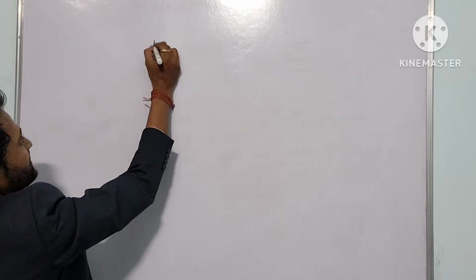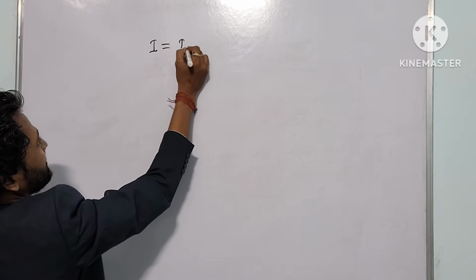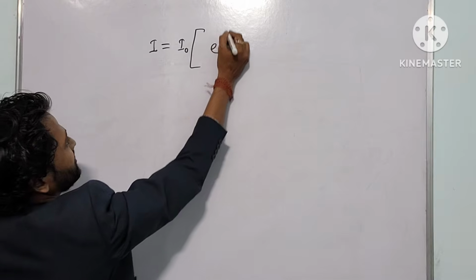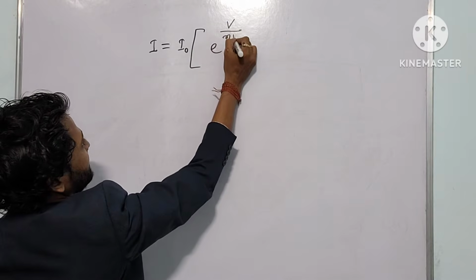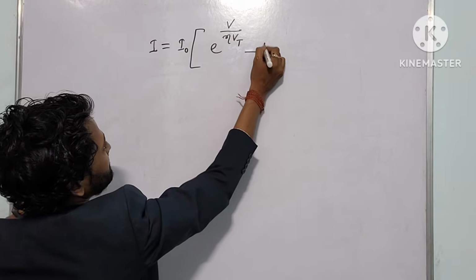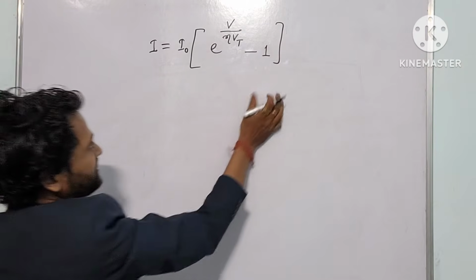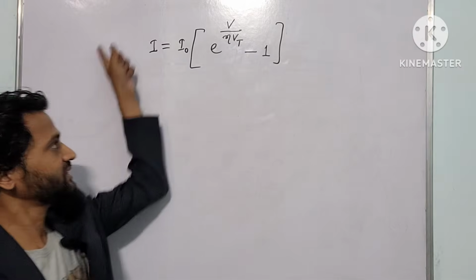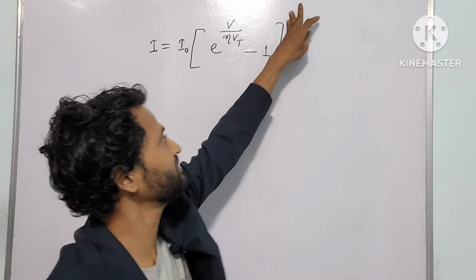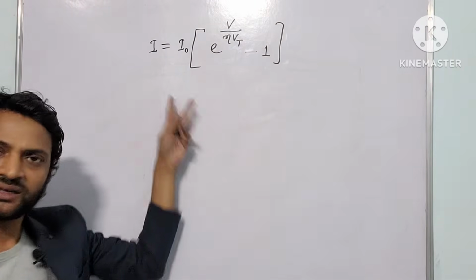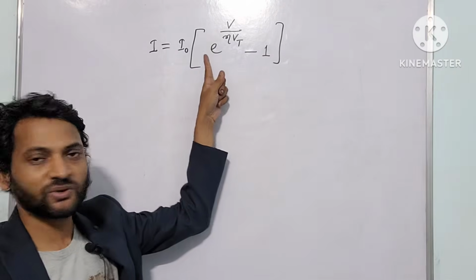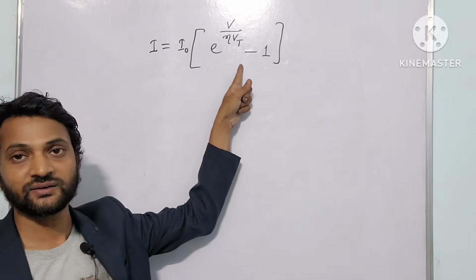The diode current equation is I equals I naught into, in brackets, e to the power V by eta Vt, minus 1. You have to remember this equation. I am not going to derive this expression because it is not part of our syllabus. But you can get the equation easily. It is an exponential function.